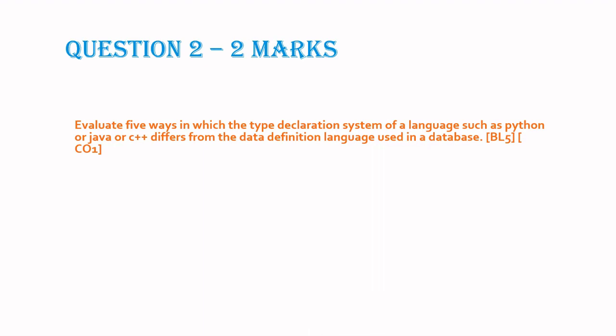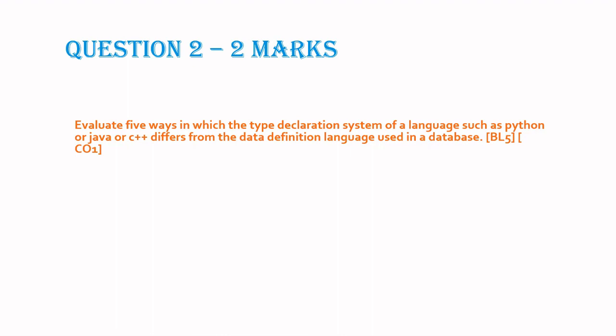There are various programming languages, for example Java, C++, as well as Python. These have type declarations. How are these languages different from the SQL language, that is called data definition language? You are supposed to evaluate in your answer. You identify the first difference, and you should justify it.